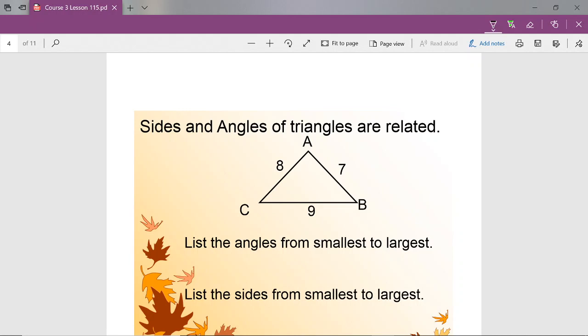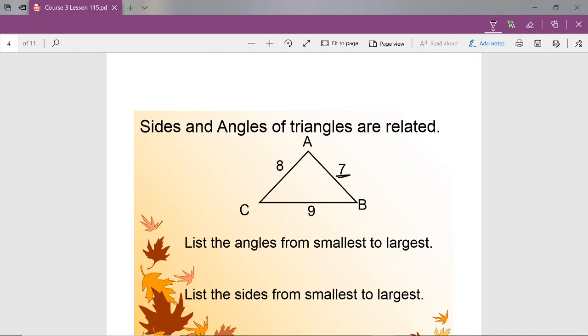All right, let's keep going with this. Just a few more examples. This is just a quick lesson about this relationship. Okay, list the angles from smallest to largest. Well, this relationship goes back and forth. If I have the longest side, it would be across from the largest angle. And smallest side would be across from the smallest angle.